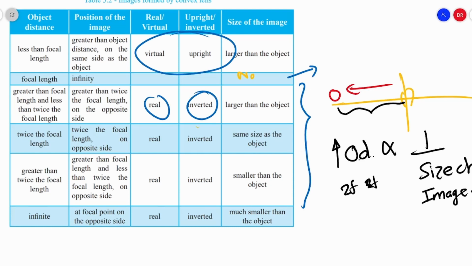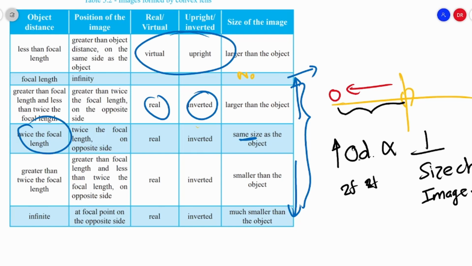Then I am giving a small tip to remember this relationship. Remember that at twice the focal length, we have the same size as the object. Upward from that, the upper positions give images larger than the object size, and the lower ones, when you are going away from twice the focal length, make the image smaller. This is the simple relationship you can practice, and you can remember this chart very easily.